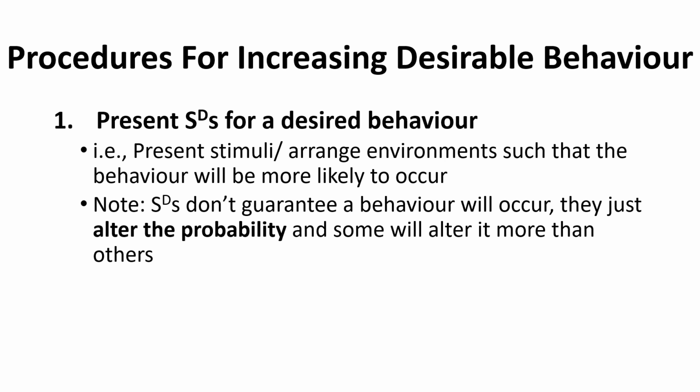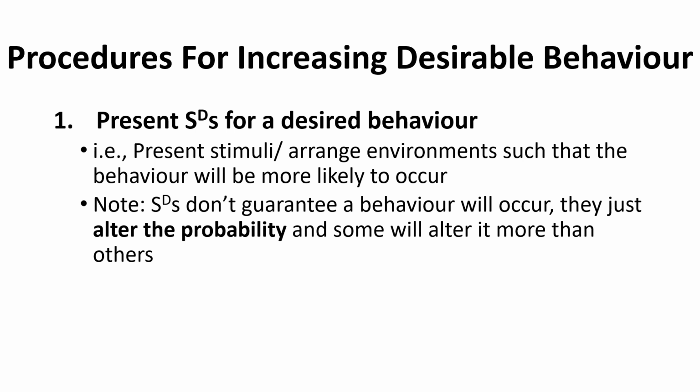Basically, we want to adjust the environment, add a stimulus or some kind of feature that's going to make the behavior more likely to occur. So with our pigeon in an operant box, we could turn on the green light that makes them more likely to peck the key because that SD tells them that pecking the key would be followed by a reinforcer.